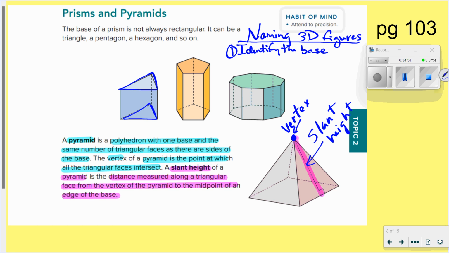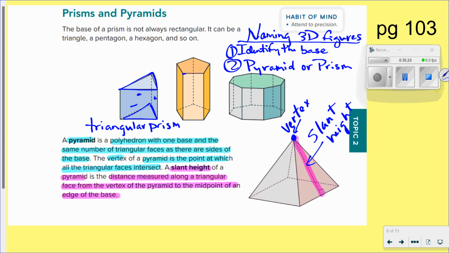Good. And step 2 is we either say pyramid or prism. In this case, this would be a triangular prism. Why? Because my sides are all rectangles. If you look at those three sides, those are all rectangles. Sides of a prism are rectangles, sides of a pyramid are triangles.